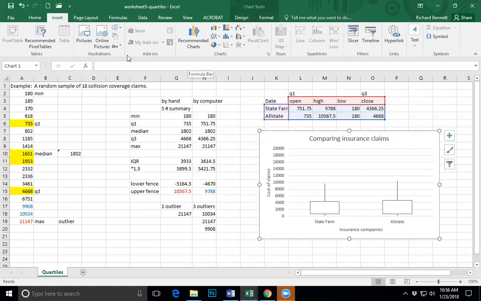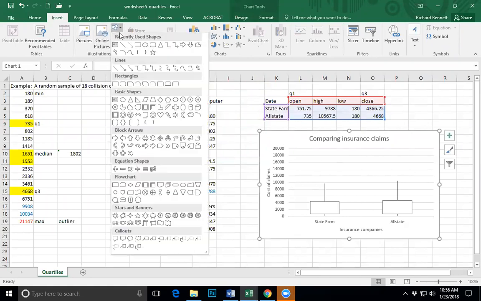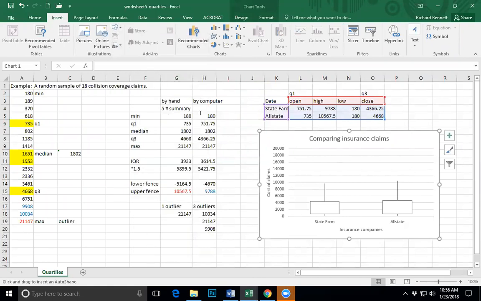So now I need to draw a line. So insert a picture. Oh, actually, this one here that says shapes. Okay, I want to pick a line, and you're just going to have to eyeball this the best you can, about 1802. It's about right there.